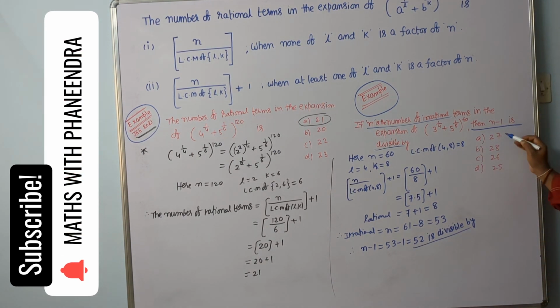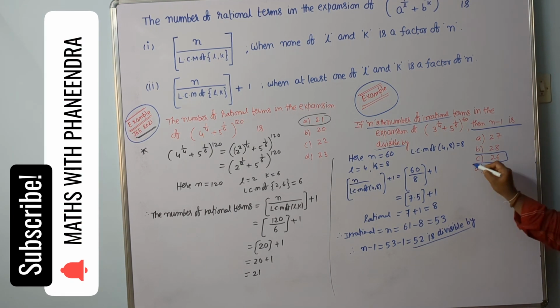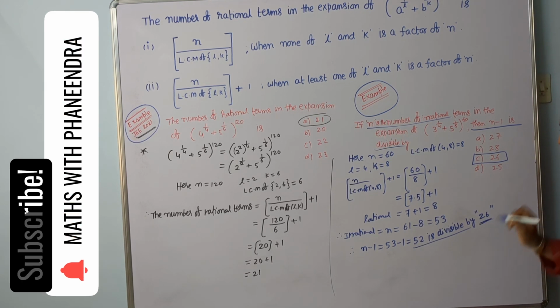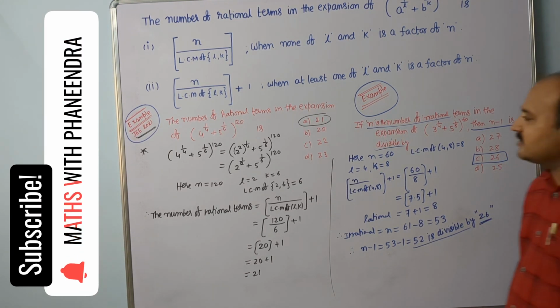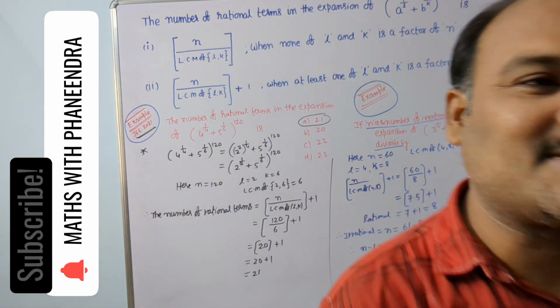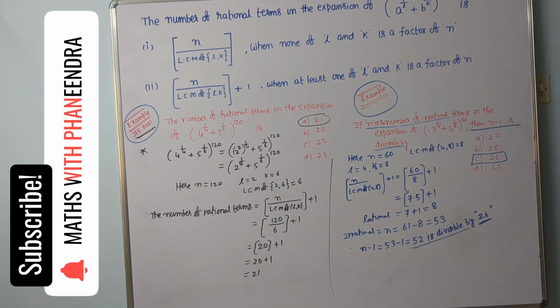52 is divisible by 27, no. 28, no. 26, absolutely, 26 twos are divisible by 26. So 26 is our required answer, dear students. We'll move on to another set of questions. Everyone got clarity on this, I think?